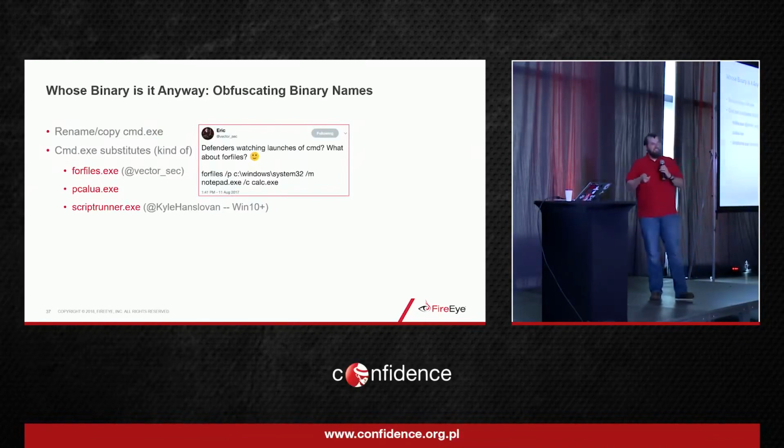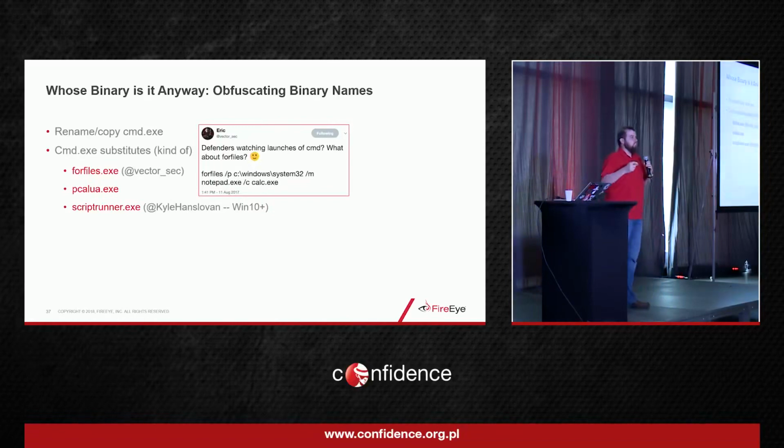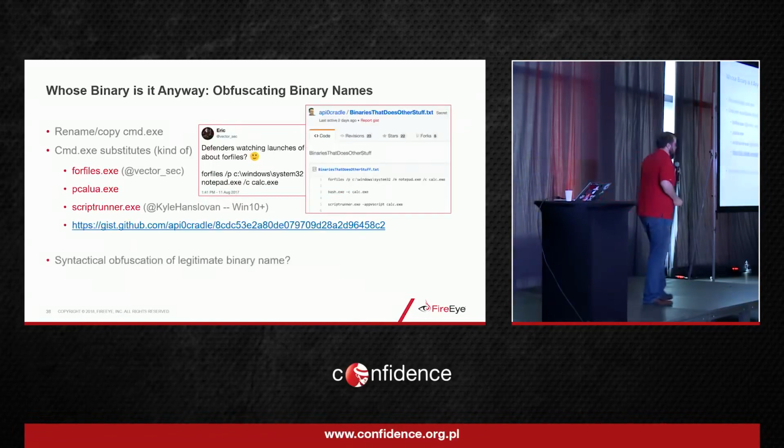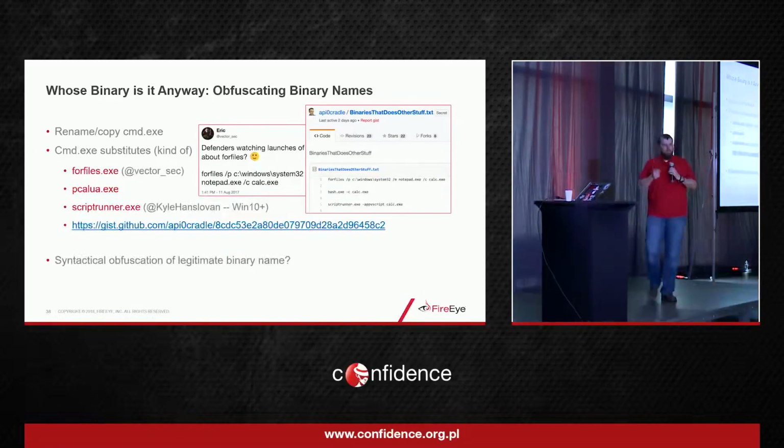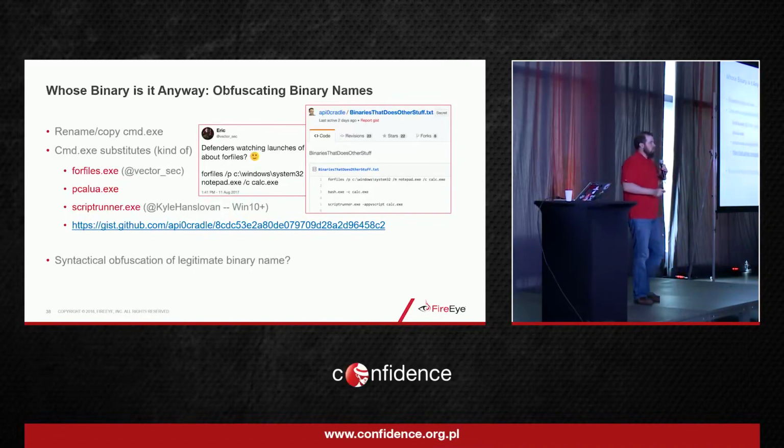Another thing, there's a lot of command.exe substitutes, like forfiles or pcalua or scriptrunner. So if you have a detection looking for winword spawning command, the attacker could just use winword spawning forfiles to then launch their other thing. So when command is just used as a shim in between to break up a parent-child process, there's a lot of other things, and here's a good resource for some of those additional binaries. But that's also not what I'm talking about. I'm talking about purely syntactical obfuscation of the legitimate binary name.